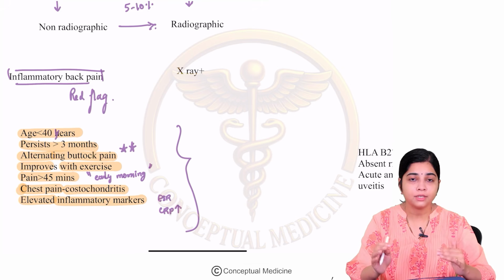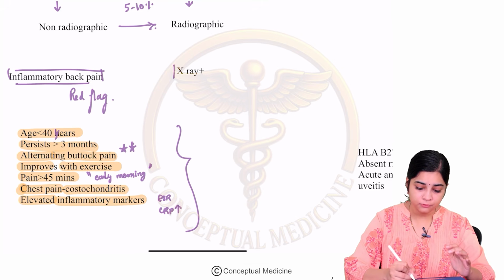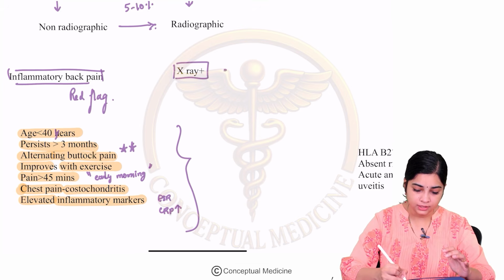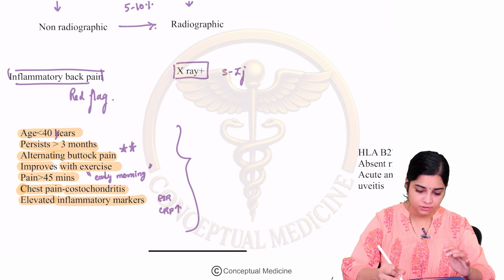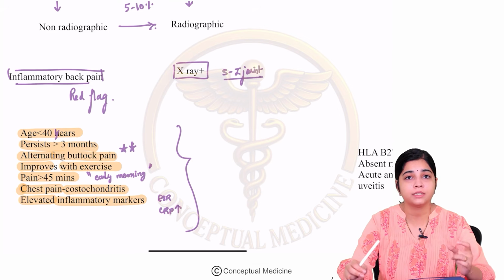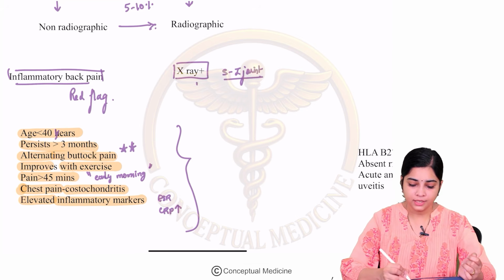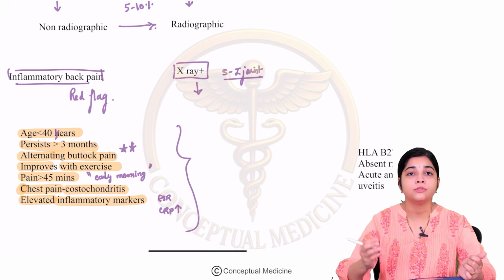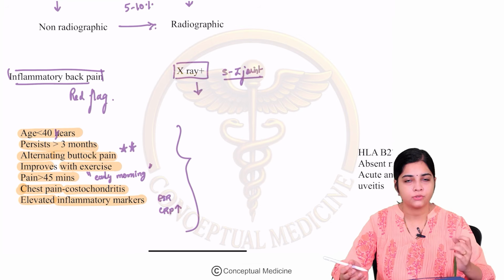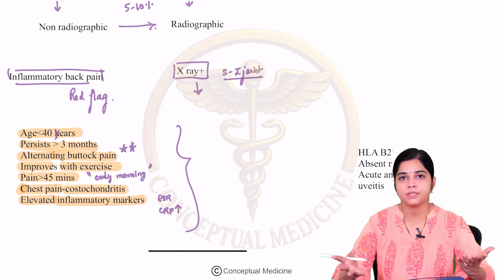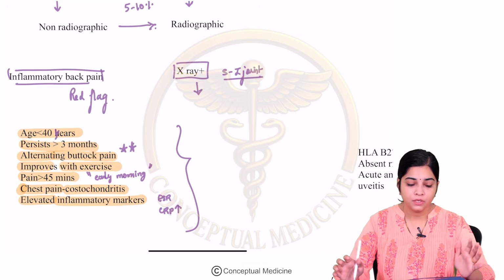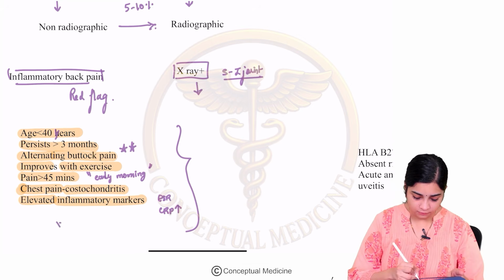But in radiographic spondyloarthropathies, if you do an X-ray of the sacroiliac joint, because we know that in ankylosing spondylitis and spondyloarthropathies, there is inflammation of the sacroiliac joint. So in a radiographic spondyloarthropathy, you find X-ray evidence also. So you might see narrowing of the sacroiliac joint, you might see bony fusion of the sacroiliac joint. Okay. So in non-radiographic SpA, often the X-ray changes are absent.